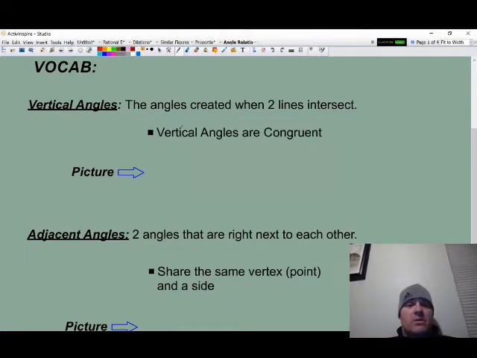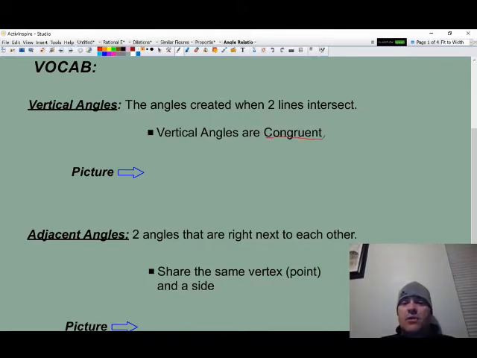Vertical angles are two angles that are created when two lines intersect. Actually, there are four angles that are created when two lines intersect. And we know that vertical angles are congruent. So let's talk about this word right here.